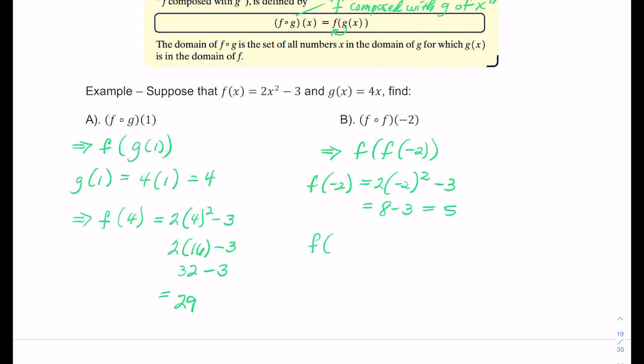So now I'm going to find f of 5. And that just means now I'm going to take the same function, and everywhere there's an x, I'm going to plug in a 5. So 5 squared is 25, times 2 is 50, minus 3 is 47.